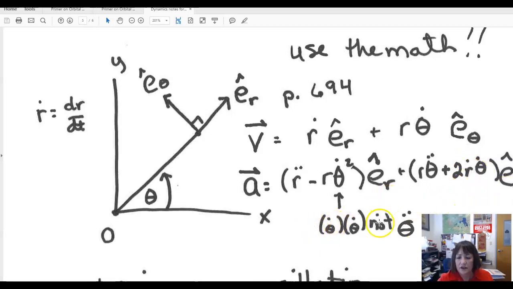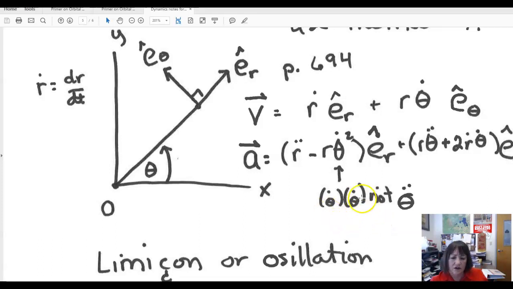It's important to note, and I just note this because I've seen a lot of students confuse this, theta dot squared means theta dot times theta dot. It does not mean theta double dot.